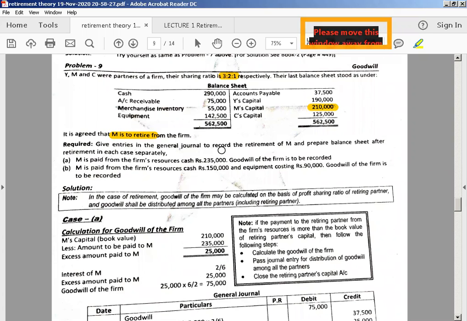Now give entries in the journal to record the retirement of Mr. M and prepare the balance sheet after his retirement, separate cases. Again we have two cases, case A and case B, okay. And one point you must remember: the goodwill, whenever we record goodwill, is always provided by the firm, and the bonus is given by the existing partners from their capitals. Clear?